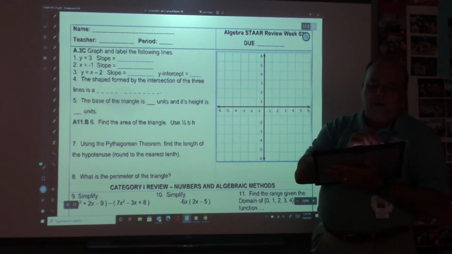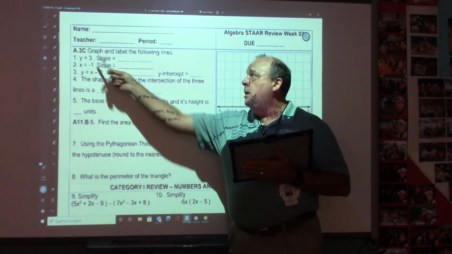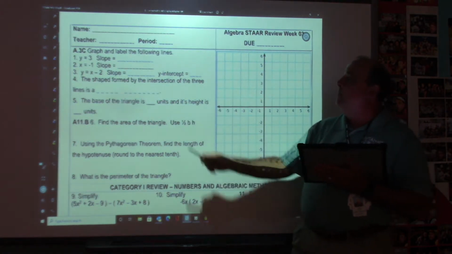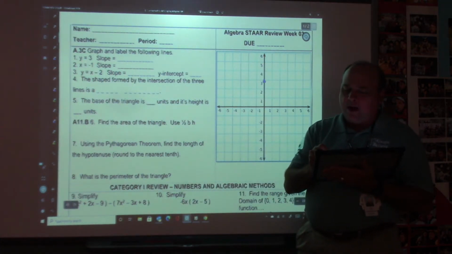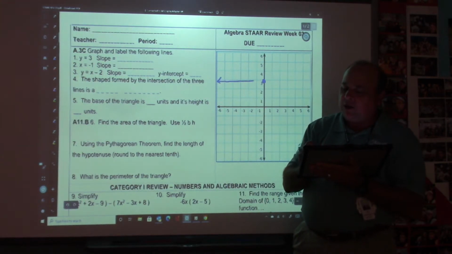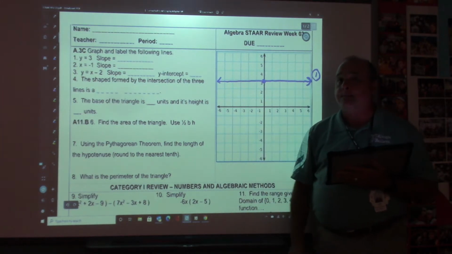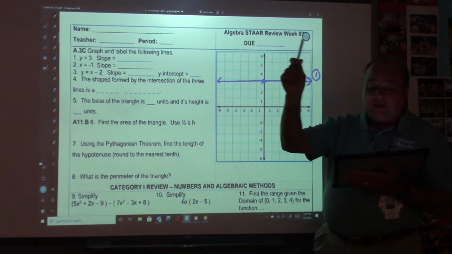Okay, on number 1. Now then something new is over here, the slope's over here, okay? But on number 1, we got y equals 3. This will only cross the y-axis, won't it? So I'm going to put a dot on my y-axis at 3, and if it's y, it's horizontal. That's line number 1. Make sure you label your line. And now we're not going to put in the slope yet, because I'm going to tell a story.